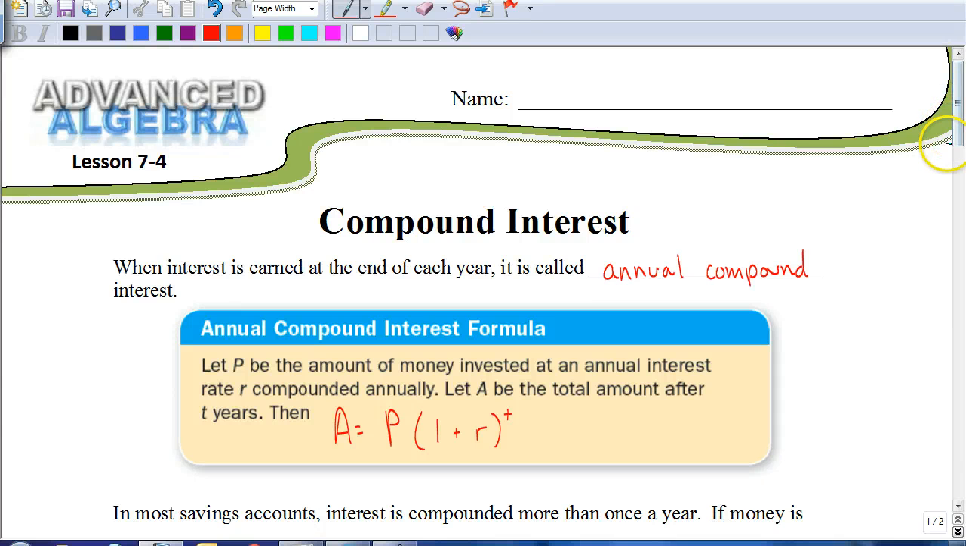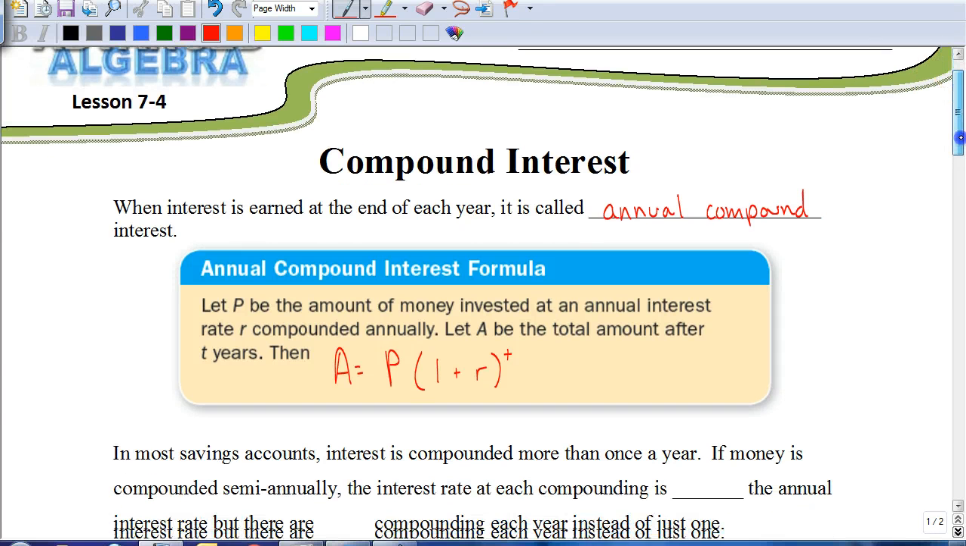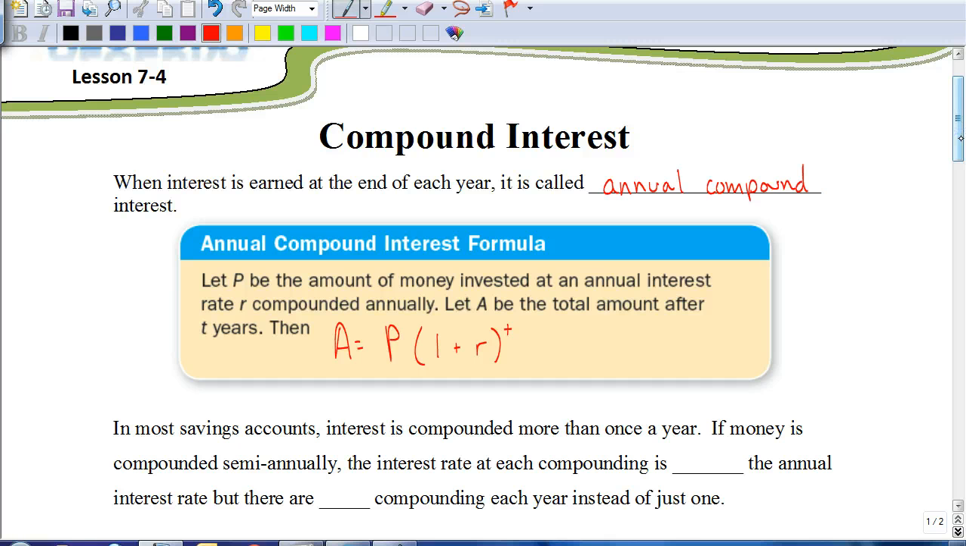Okay, so in this video we're going to be looking at how what we've been talking about with exponents can be applied to a specific kind of story problem dealing with what we call compound interest. Now let's talk about interest for a while.